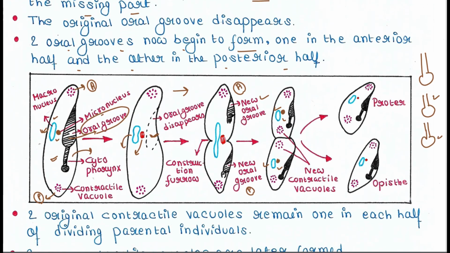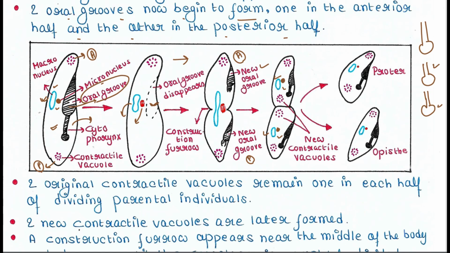Okay. And two original contractile vacuoles remain, one in each half of the dividing parental individual. So here is the contractile vacuole that is present in the anterior part, and here is the other contractile vacuole that is in the posterior part, and they will remain as they are. Okay. Now what happens next?